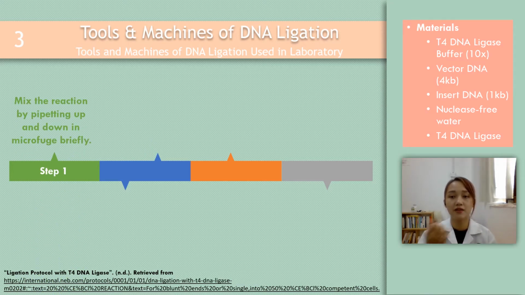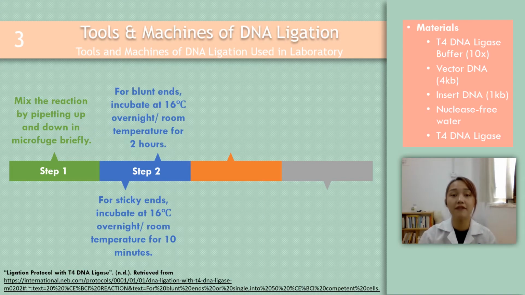The first step, we mix all of the materials by pipetting up and down in a microfuge tube briefly. Then for the second step, we have to know the type of restriction site cut by the restriction enzyme, either blunt ends or sticky ends. Both of the ends can be incubated at 16 degrees Celsius overnight, or in an alternative way, we can incubate the blunt end at room temperature for 2 hours, or the sticky end at room temperature for 10 minutes.